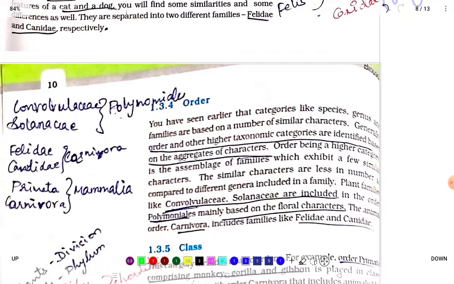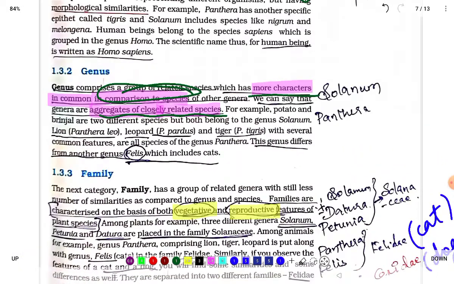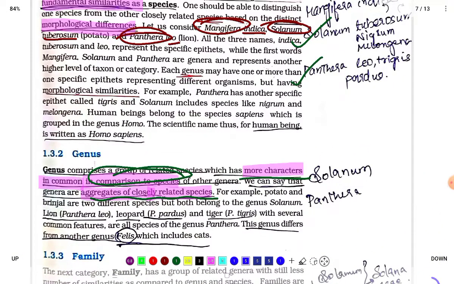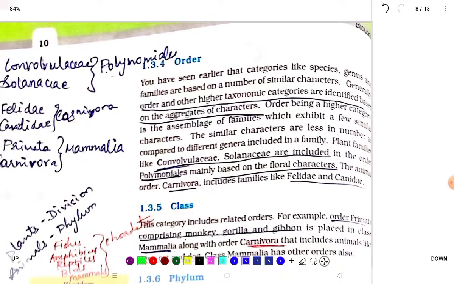Now order. Order and other higher taxonomic categories are identified based on aggregates of characters. In family we said that both vegetative and reproductive features we are seeing. In genus, it is the aggregate of closely related species, with morphological differences and fundamental similarity. Here also, in order and above order, the taxa show an aggregate of characters. The plant families Convolvulaceae and Solanaceae are included in the order Polymoniales, mainly based on floral characters. The animal order Carnivora includes families like Felidae and Canidae.